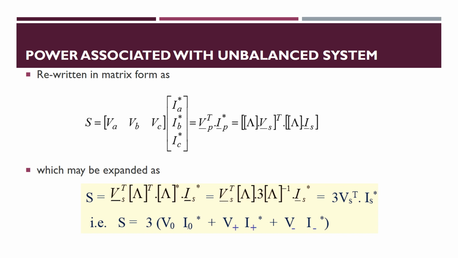So VS transpose, A transpose, A conjugate. You know that A transpose A conjugate is equal to 3 into the identity, that is, 3 into A inverse A. So you can take the 3 in front and the A inverse A cancels out. Then if you multiply the sequence components between them and multiply by 3, you will get the complex power as it is in the equation, right.